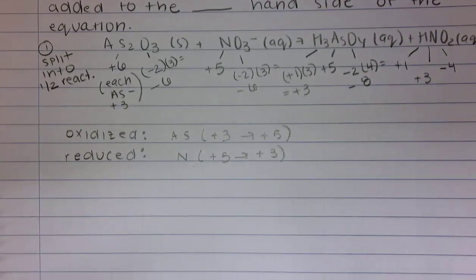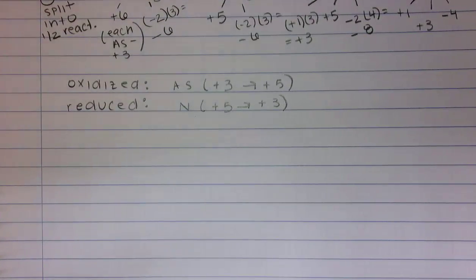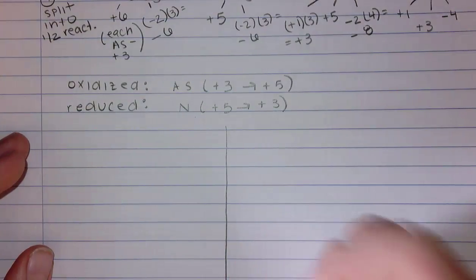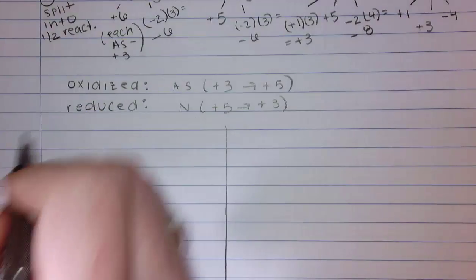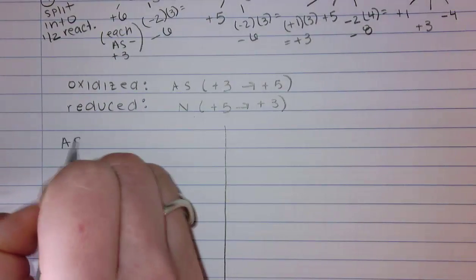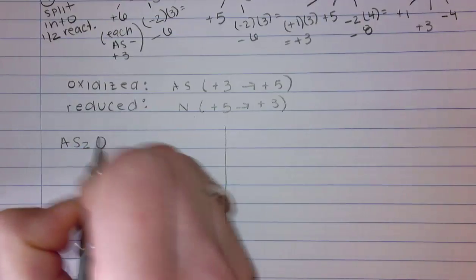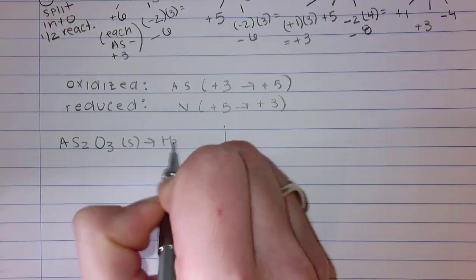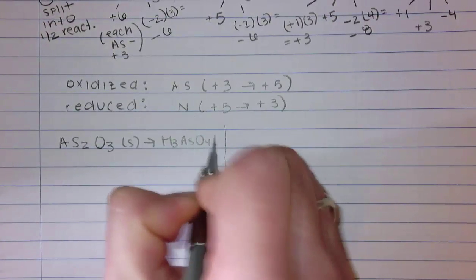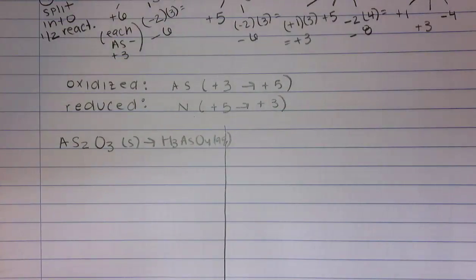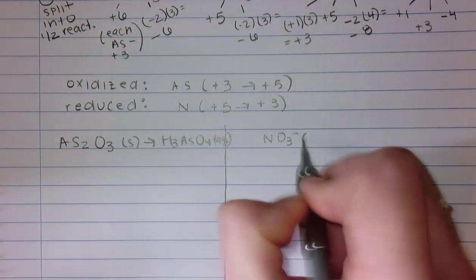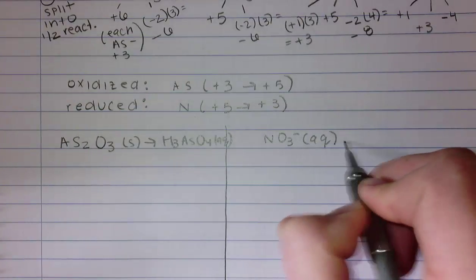So I'm going to divide this page into half reactions to make things a bit more organized. Our first one is arsenic trioxide to arsenic acid. And I apologize for this getting really cramped. And our second one is what is being reduced.